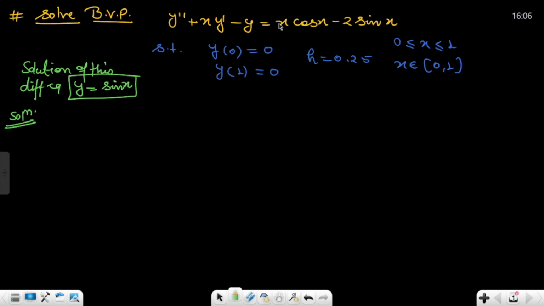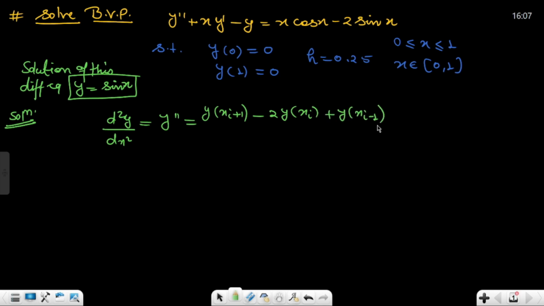Now, we have the formula of the second order. We will apply the finite difference method for the second order. So y double dash is nothing but d2y by dx square, which is basically y i plus 1 minus 2 y i, which I can write as y of x i plus 1 minus 2 y of x i, because y is a function of x, plus y of x i minus 1, divided by h square.